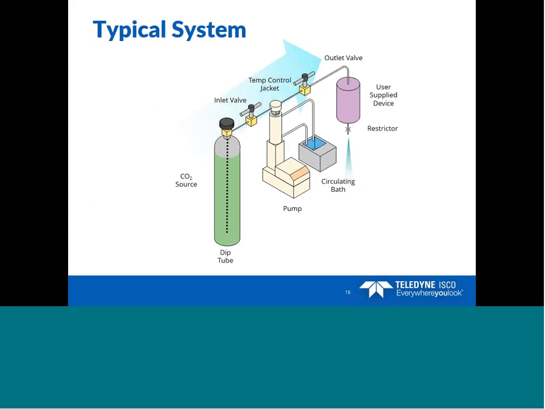A typical system consists of, starting from left to right, a CO2 source or tank, an inlet valve between the tank and the pump, then a pump with a circulating bath for cooling, an outlet valve between the pump and the user supply device, and then a user supply device, which consists of either an extruder, reaction vessel, or core holder. Then finally a restrictor to maintain pressure in the system.